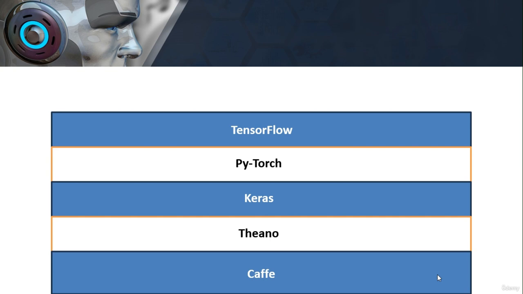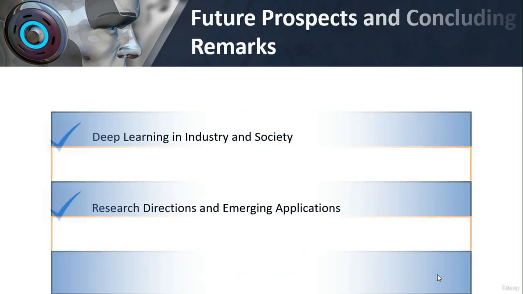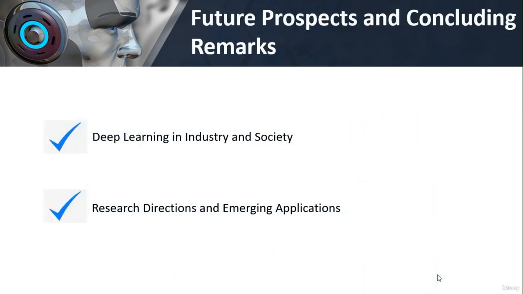Now we discuss some of the important future aspects and our conclusion remarks on deep learning. Deep learning in industry and society. The impact of deep learning in various industries, including healthcare, finance, transportation, and entertainment. We discuss how deep learning is driving innovation, improving efficiency, and transforming processes. We also explored the societal implications and potential challenges for widespread deep learning adoption.